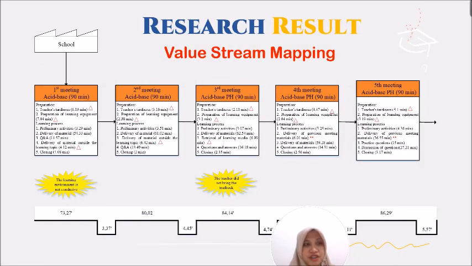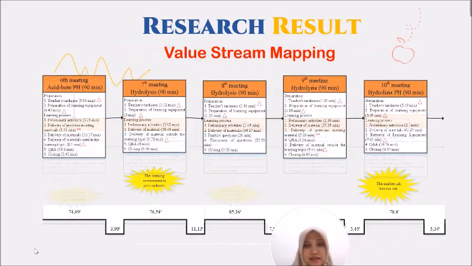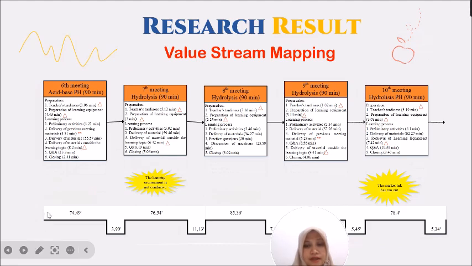Coming to the research results. Here, value stream mapping was used to visualize the entire learning process, and we categorized the process into value added, non-value added, and necessary but non-value added. In this analysis, we mapped the entire learning process from the first meeting until the 16th meeting.